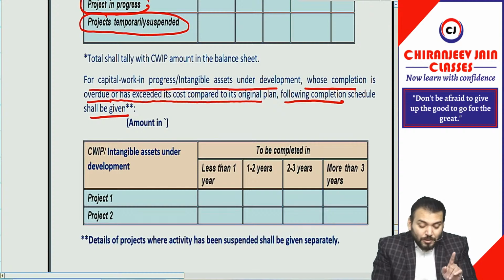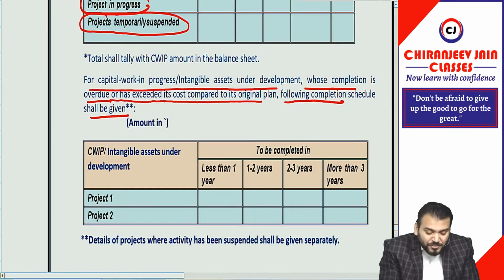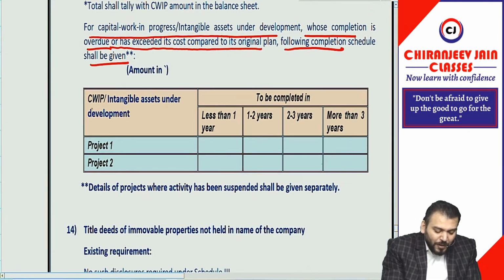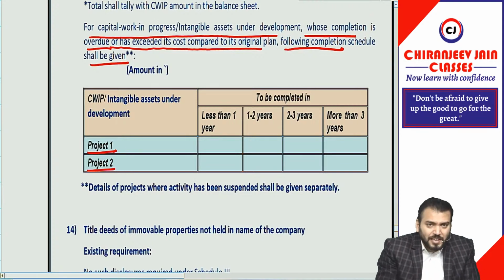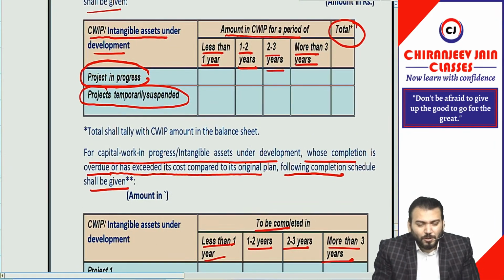Understood? Correct? So this is required for any project whose completion is overdue, or whose total estimated cost is more than planned. In that case, we need to disclose project 1, project 2, project 3, like this, and write to be completed in, meaning the expected time of completion: less than 1 year, 1 year to 2 years, 2 years to 3 years, more than 3 years. That information is disclosed. I don't know whether this disclosure is important or not, but normally this type of question they don't ask in exam.